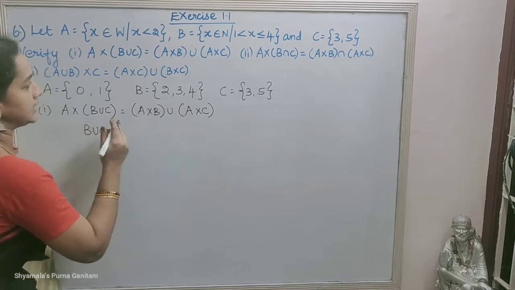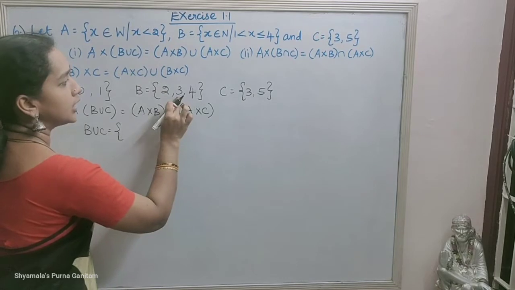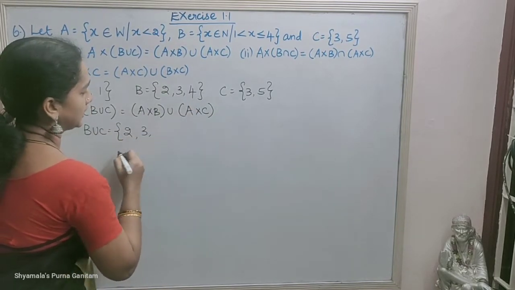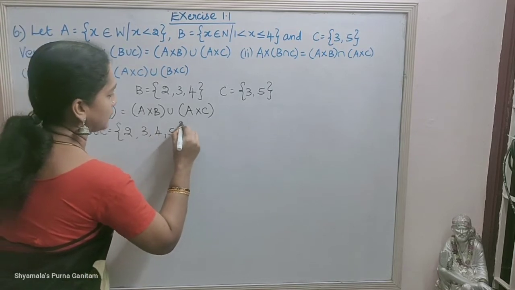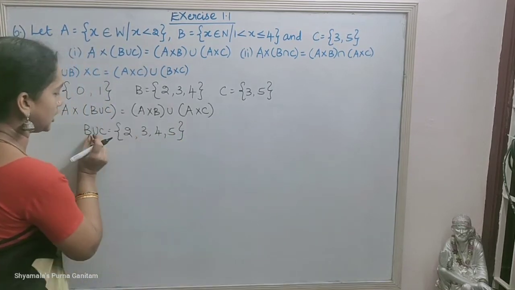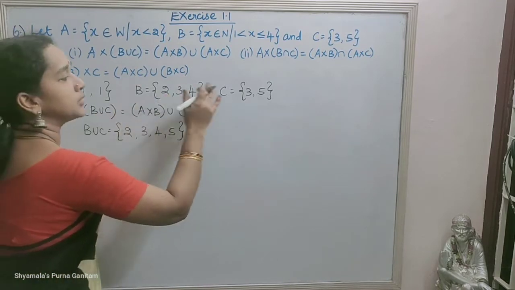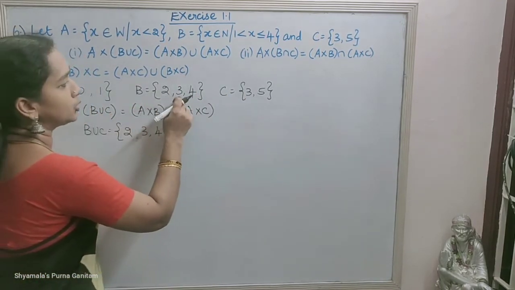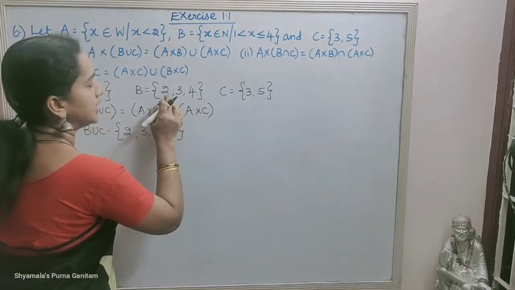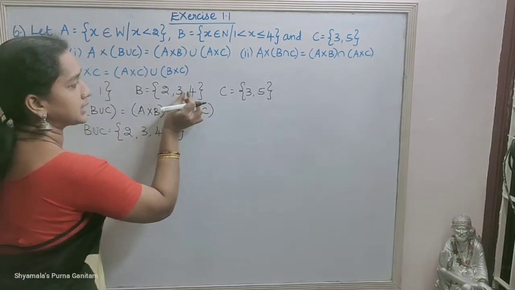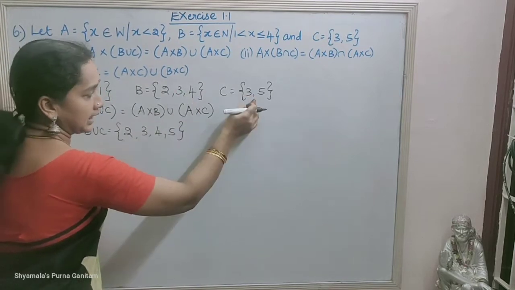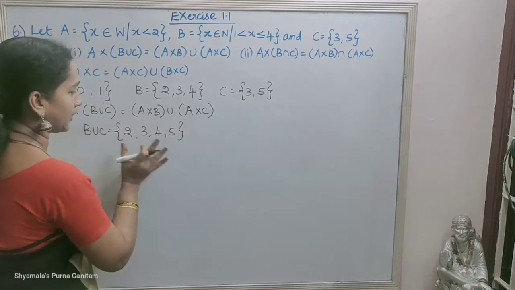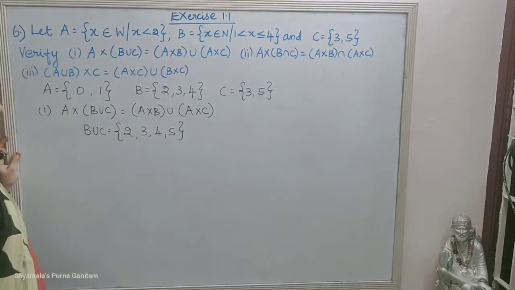B ∪ C is B and C combined. Only 3 is common, so B ∪ C is {2, 3, 4, 5}. Union means you combine the elements of both sets and write them together. Here we have 2, 3, 4 and here 3, 5. Since 3 is repeated, being common, we write it one time. So 2, 3, 4 and 5 are the elements of B ∪ C.